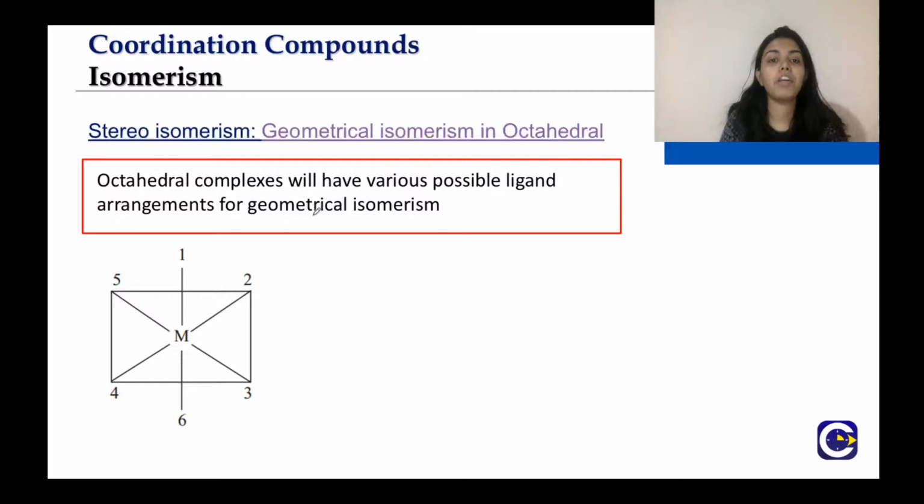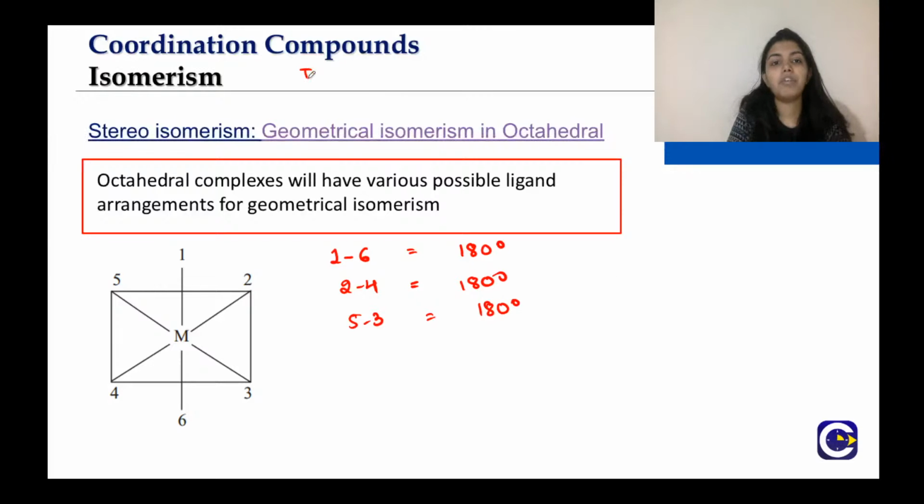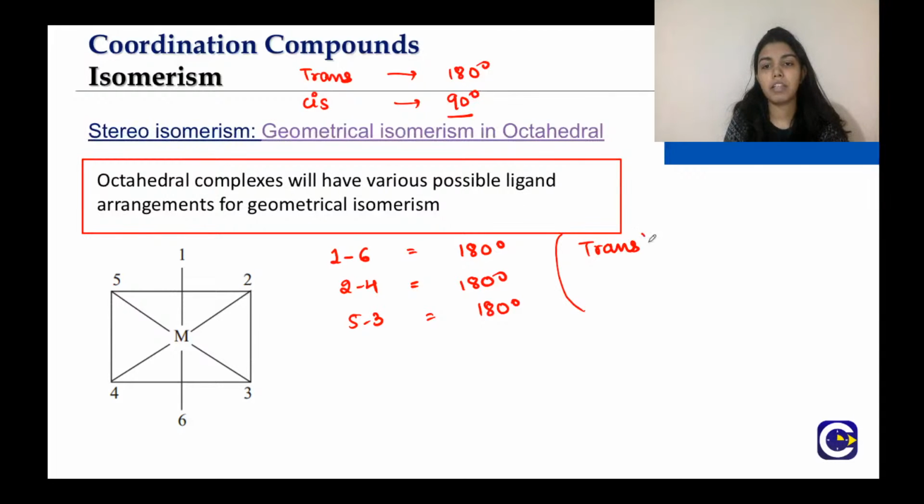See, first in octahedral complexes, we need to define what the angles between the different ligands are. For example, here 1 and 6 have an angle of 180 degrees. 2 and 4 will have an angle of 180 degrees, and 5 and 3 will have an angle of 180 degrees, right? You need to remember that in case of trans, the angle is 180 degrees, while in case of cis, the angle is 90 degrees, right? So these are the trans ones. That means 1 and 6 are trans to each other, 2 and 4 are trans to each other, and 5 and 3 are trans to each other.